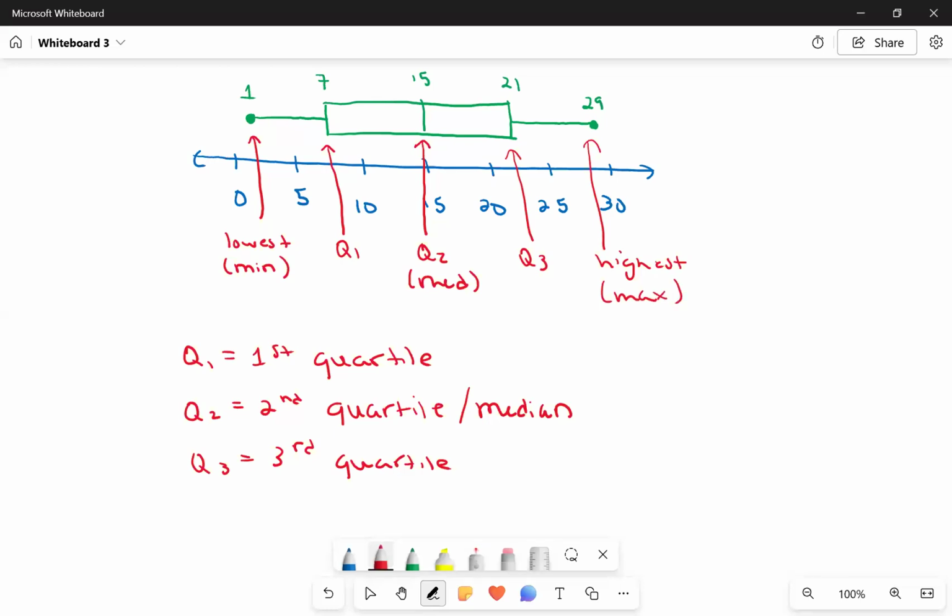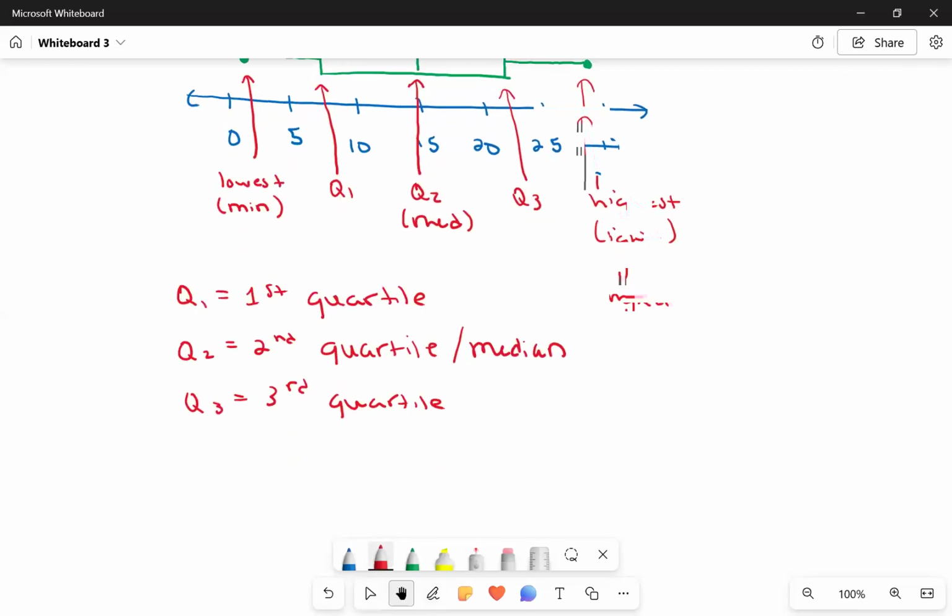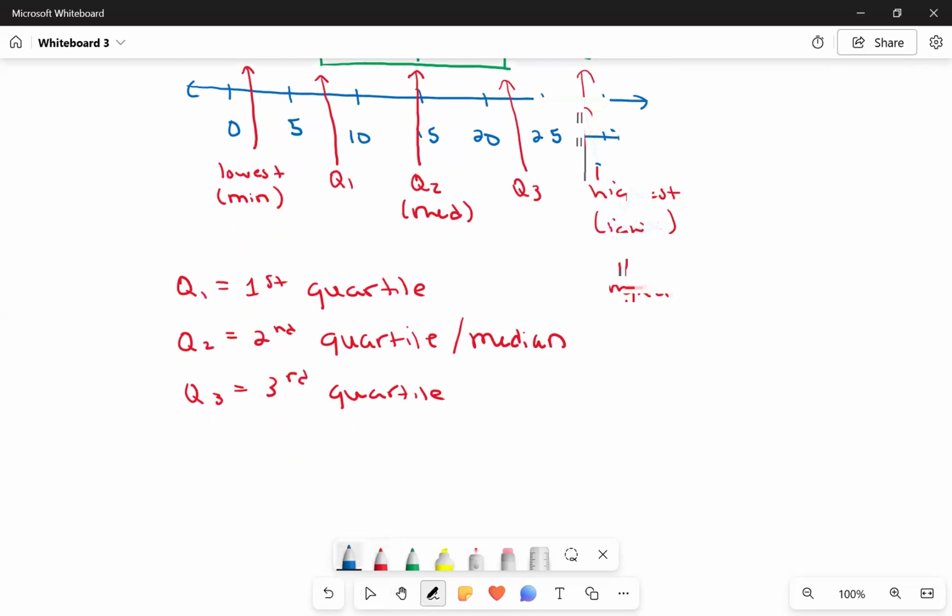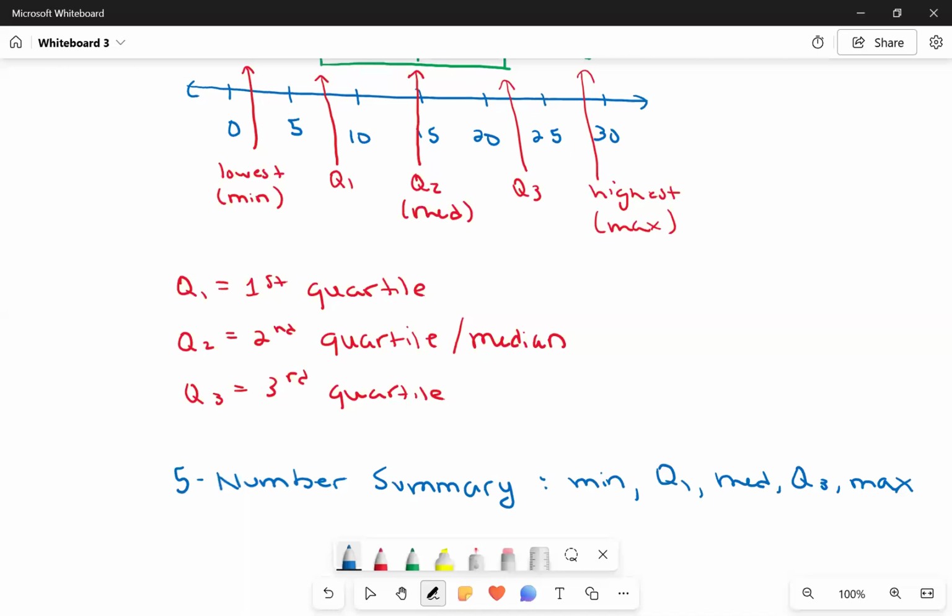And these 5 numbers make up what's called the 5-number summary. Now, I want to point out the book doesn't actually define that, but I'm going to define it because I teach statistics and I think it's worth mentioning. So minimum, Q1, the median, Q3, and the maximum. That is the 5-number summary.